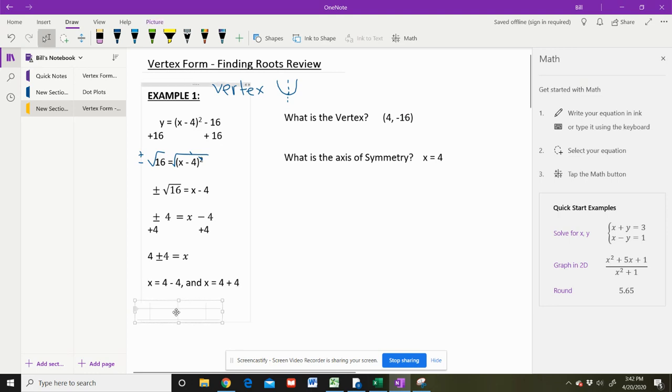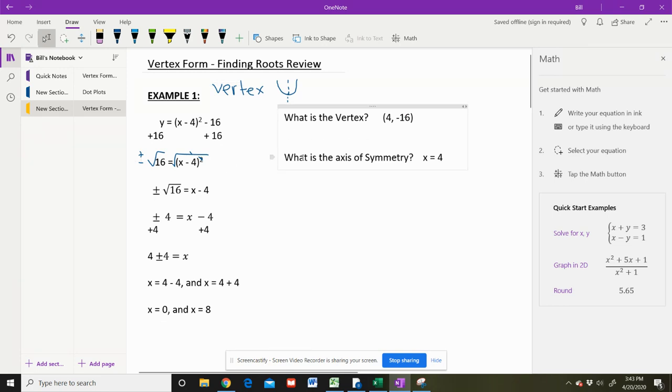So I end up with my roots being x is equal to 0, right? 4 minus 4 is 0, and 4 plus 4 is 8. All right, so those were the steps that we did. We reviewed that the last time. I just want to do a quick review, have you guys run through this at the Edpuzzle.